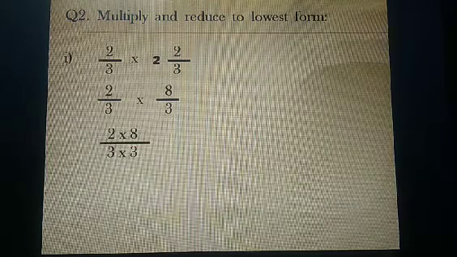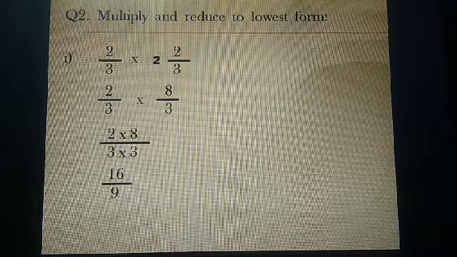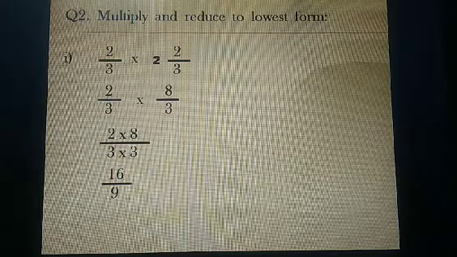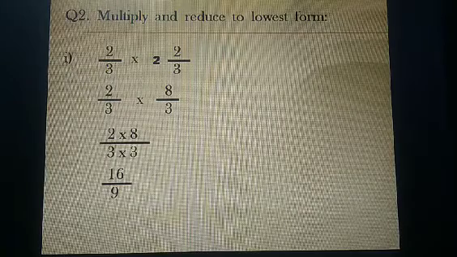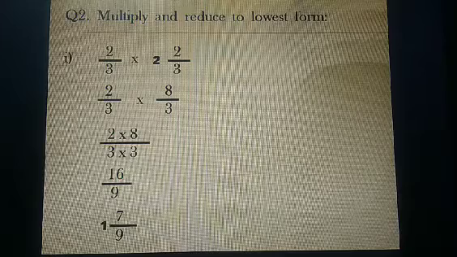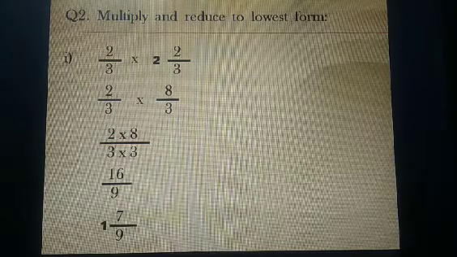So we will multiply numerator to numerator, denominator to denominator. There is no common factor in numerator and denominator, but this is an improper fraction. So you will divide, and you will get quotient as 1 and remainder as 7. Final answer is 1 7 upon 9.